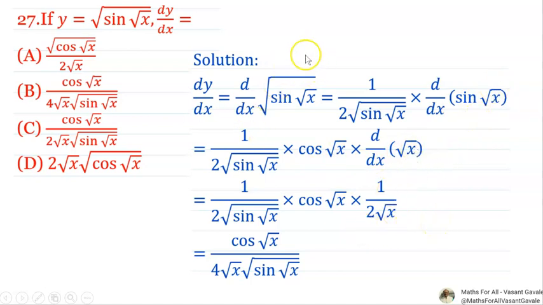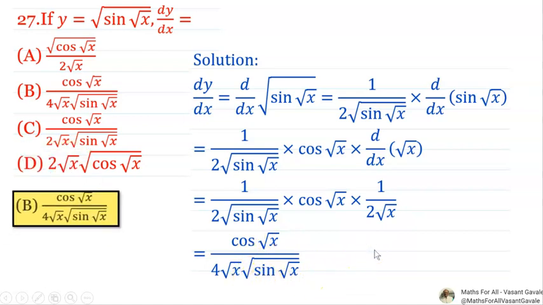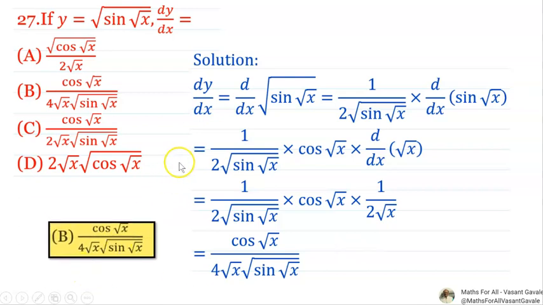See how the system, the sequence, works here. We take the derivative: first 1 upon 2 times root of sine of root x. After this, the derivative of sine of root x, how much did it come to? Cos of root x. Then the derivative of this root x, which is 1 upon 2 times root x. All of this together, this 2 into 2, you will get 4 root x. In the numerator, cos of root x, and in the denominator root of sine of root x, and hence option B is the correct one. Easy question, isn't it.